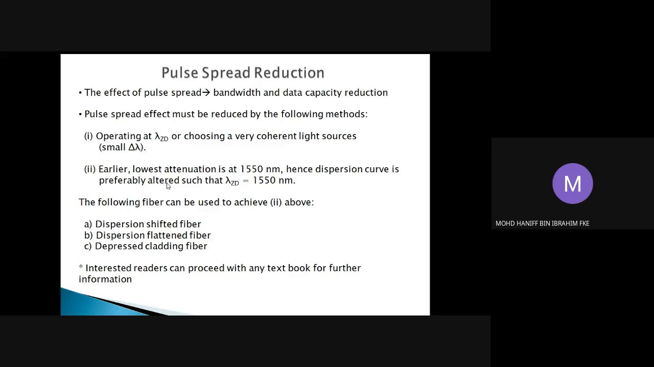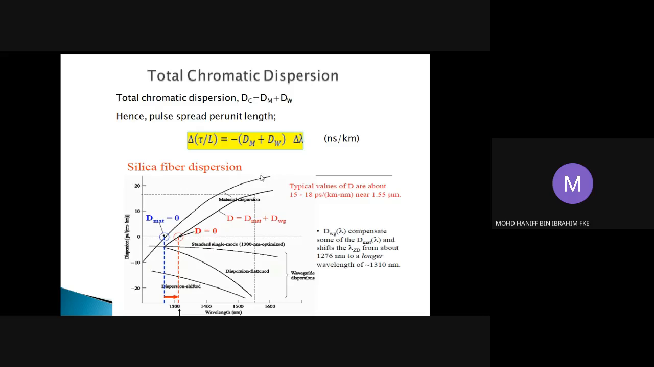The second method: we know that the lowest attenuation that we covered in lecture 5 is at 1550 nanometer. We have agreed on this wavelength as having the lowest attenuation because of very small hydroxyl attenuation and very small Rayleigh scattering attenuation. That's why we have the lowest attenuation at 1550 nanometer. Previously, from this diagram, we know that zero dispersion due to the combination of both material dispersion and waveguide dispersion is at 1310 nanometer.